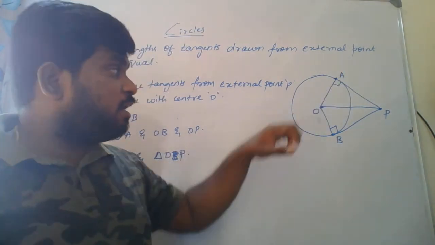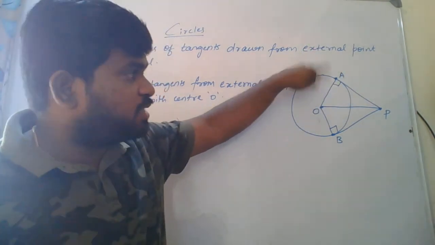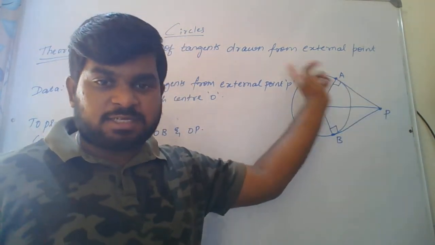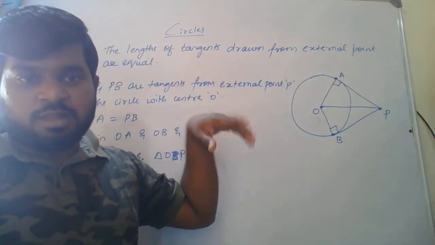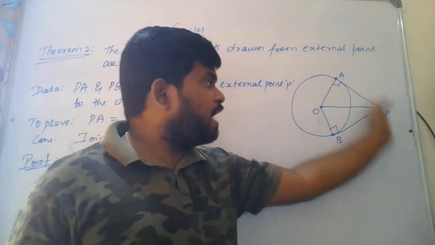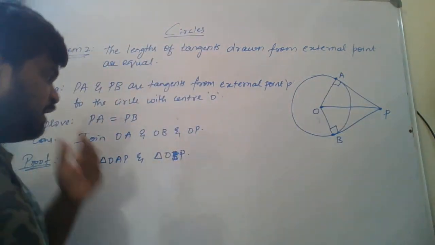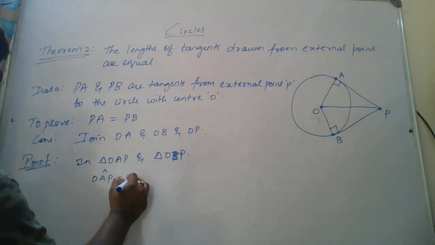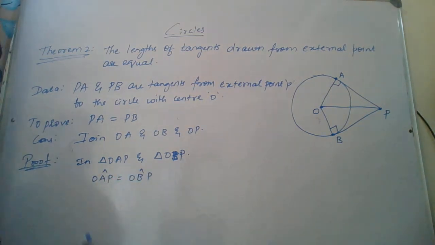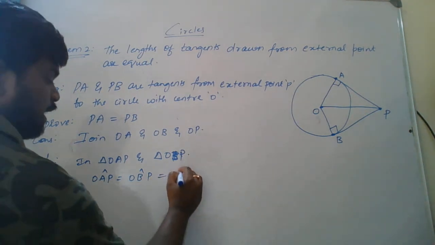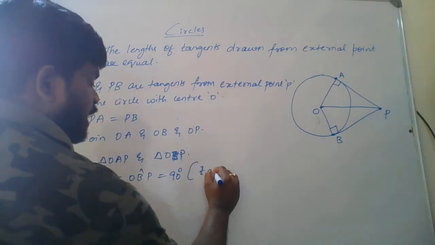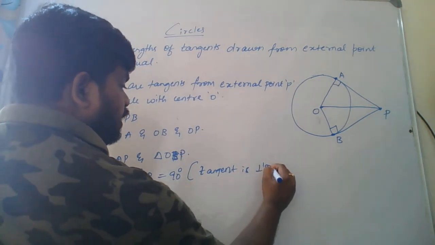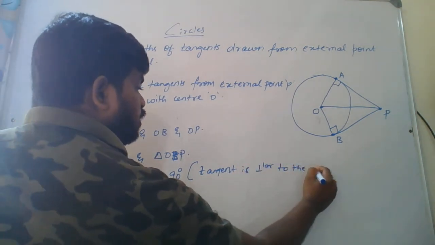Why is it 90 degrees? Because OA is a radius and PA is a tangent. The angle between the tangent and the radius, just now we did it, is always 90 degrees. So I can tell angle OAP is equal to angle OBP. Both are equal to 90 degrees because the tangent is perpendicular to the radius.